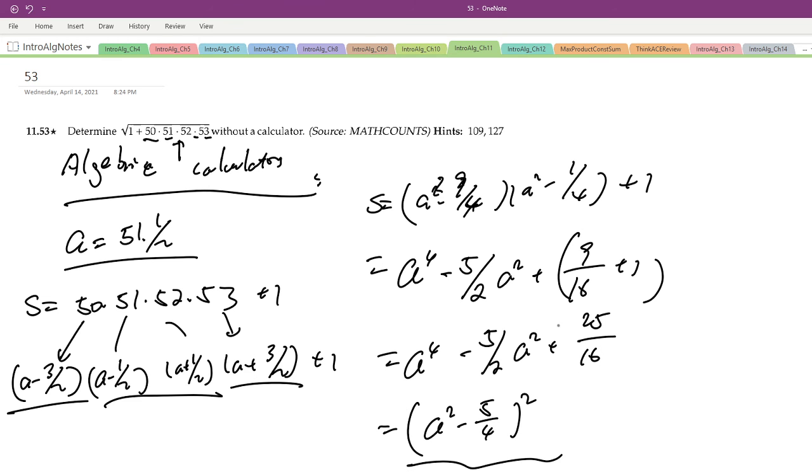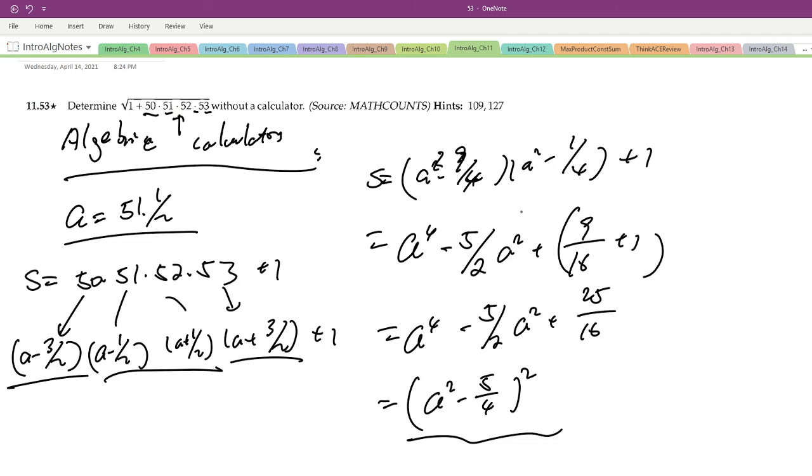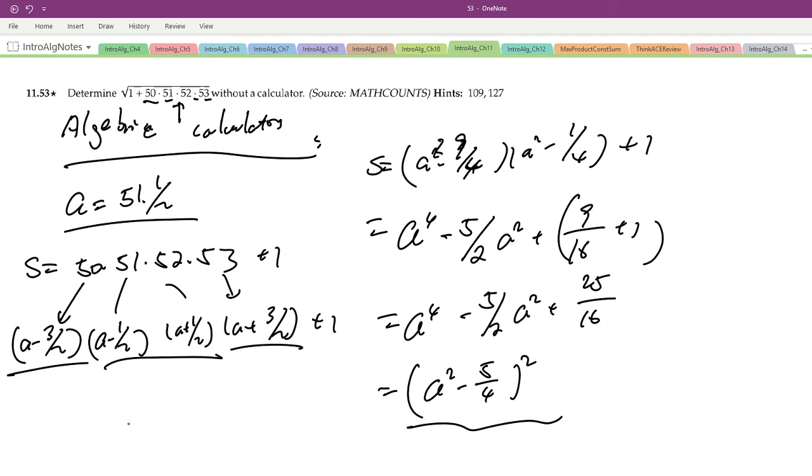Okay, so now we see this, right? So now we can solve. This is the final answer we want to calculate. What's s square, right? s equals a square minus 5/4. Then what is a? A is 51. It is 51 plus 1/2 the square minus 5/4.